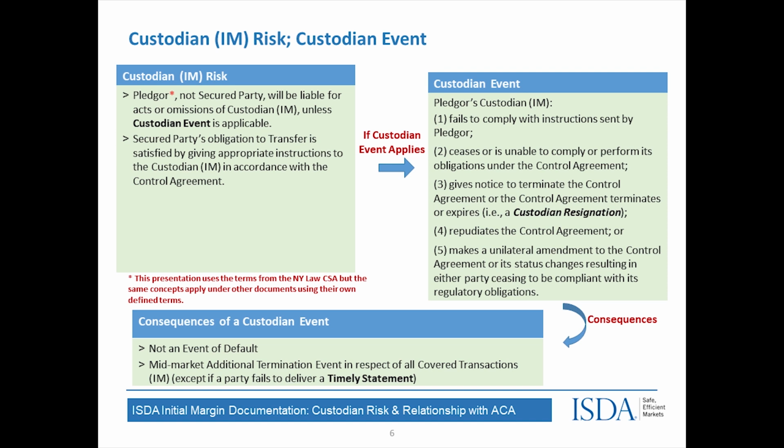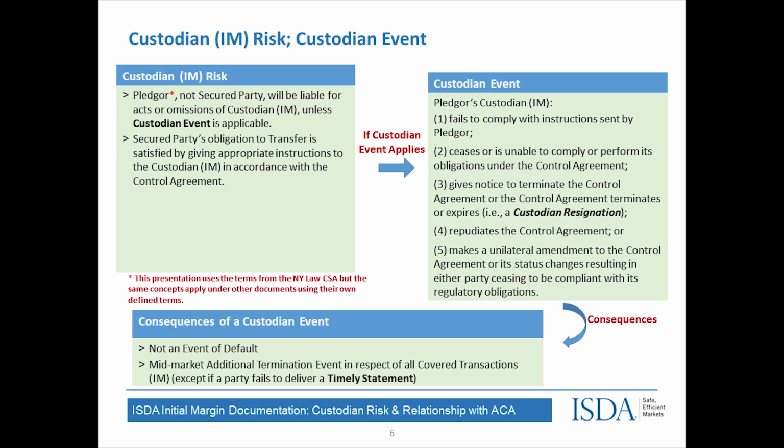And now really the question then becomes, at least for me, what are the consequences of a custodian event? So you're the pledger, you don't want to be liable for all acts and omissions of the custodian without knowing exactly what that means. So you and the secured party have agreed to make custodian event applicable. A custodian event now occurs. Well, what is that? What are the consequences of that? Well, first and foremost, it's important to know that it's not an event of default. In fact, it's a mid-market ATE with one exception for the delivery of a timely statement. But in general, it's a mid-market ATE in respect of all covered transactions.